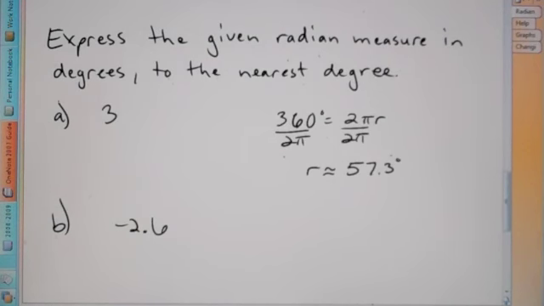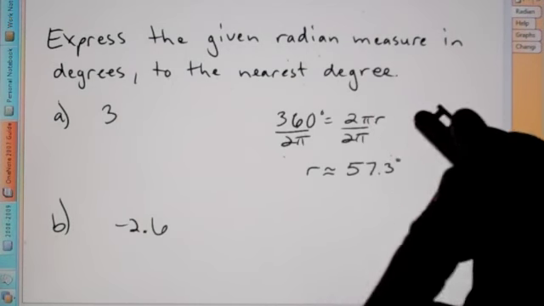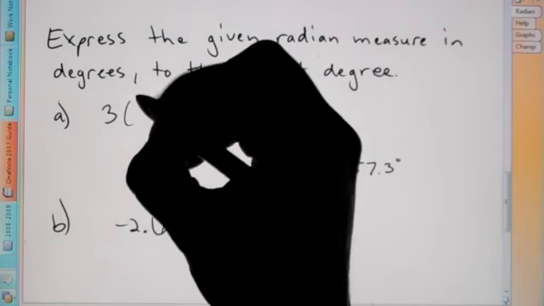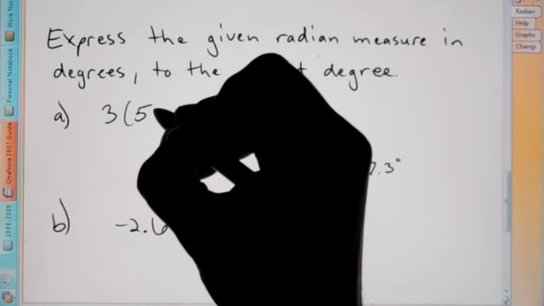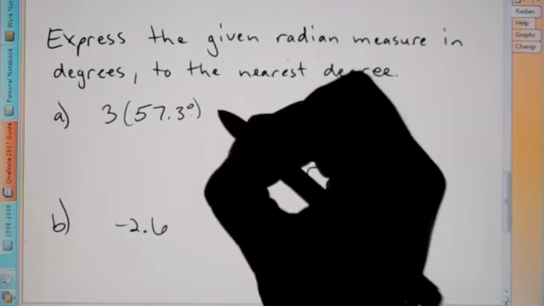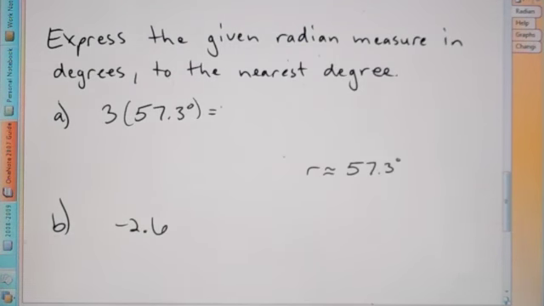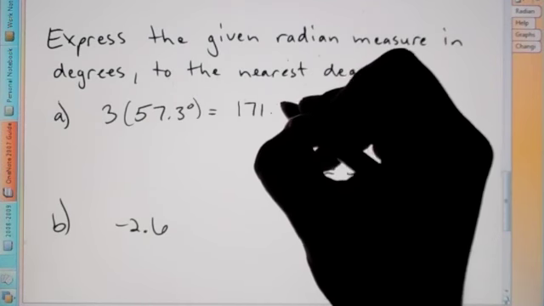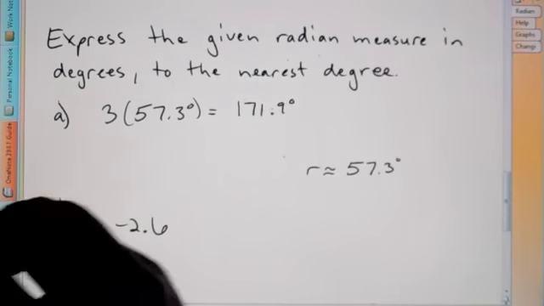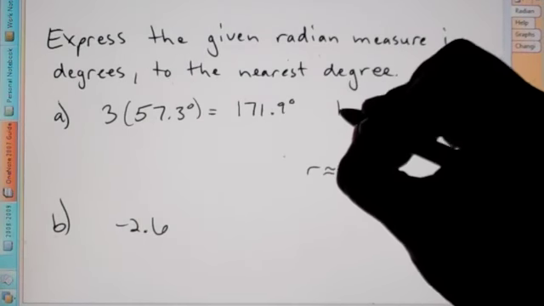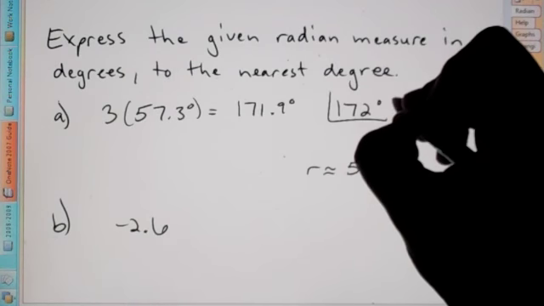Okay? 57.3 degrees. So what we're going to do with these problems is take this amount and multiply by these numbers. So 3 radians times 57.3 degrees per radian is going to give us 171.9 degrees. But notice the directions say round to the nearest degree. So our final answer would be 172 degrees.